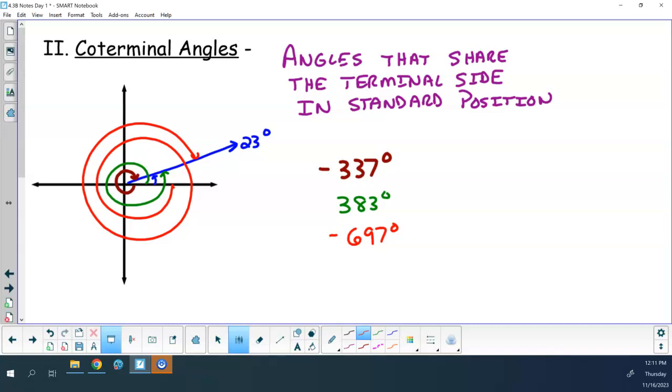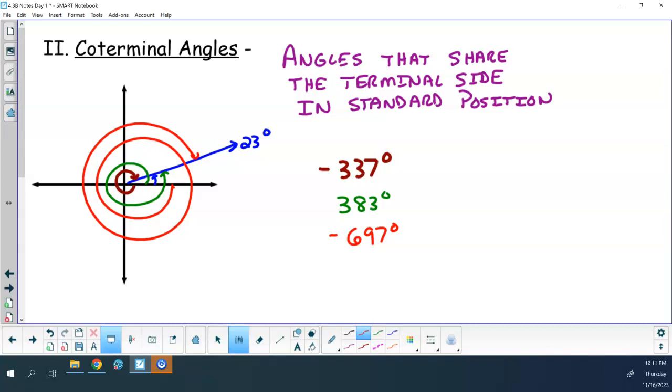Add 360 if we want to be positive, and subtract 360 if we want to be negative. What if we were dealing in radians? Add or subtract how many? 2 pi's. Okay? So we add or subtract 2 pi's.